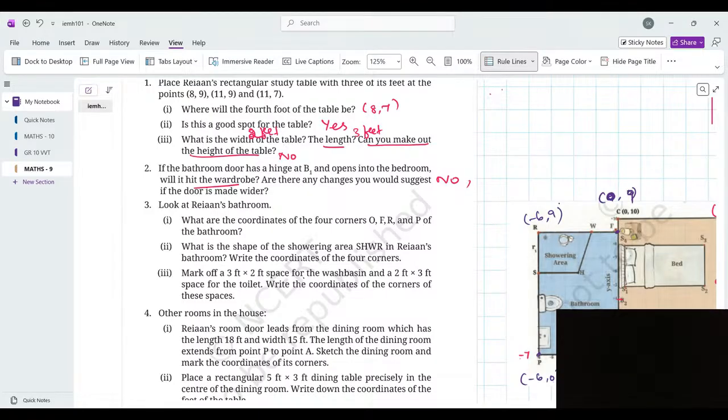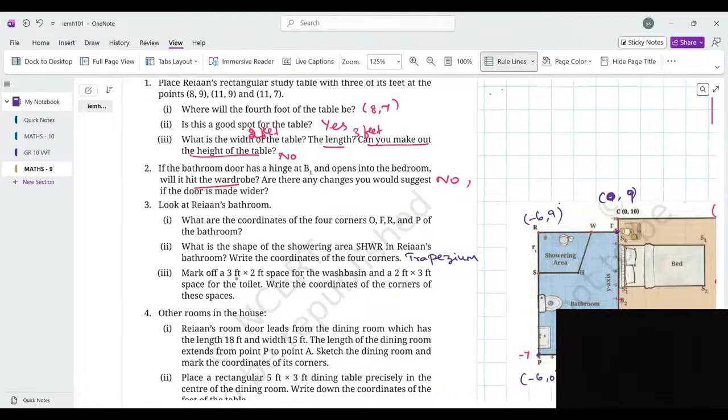What is the shape of the showering area in Raymond's bathroom? So the showering area is like a trapezium shape. A trapezium will have two parallel sides and the other two sides are non-parallel. So this is going to be the trapezium.